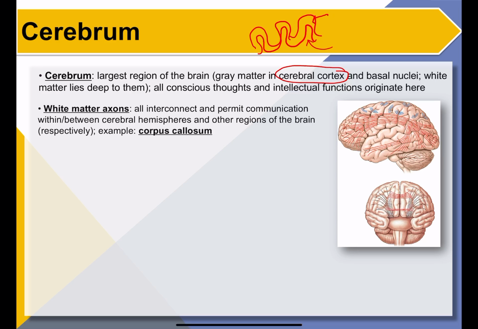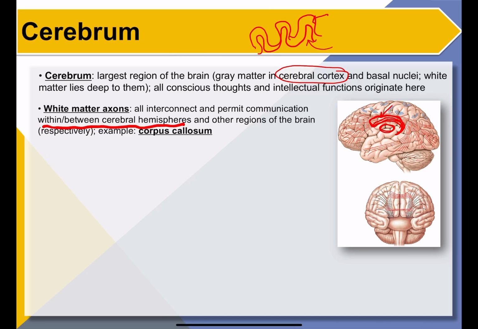Now, remember that white matter stems from myelinated axons of neurons. So these are what's interconnecting and permitting communication within or between cerebral hemispheres and other regions of the brain, respectively. So, for example, we talked that you have to identify the area called the corpus callosum within the brain. So if this was a cut sagittal section of the brain, you'll see this section right here that kind of looks like that, and inside is the thalamus. So this region right there is the corpus callosum.